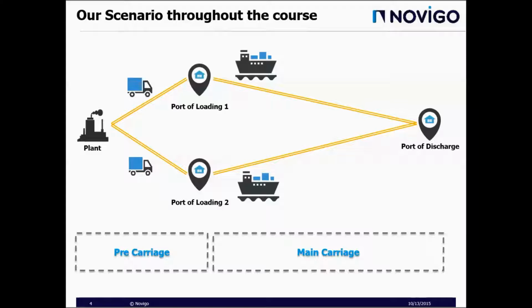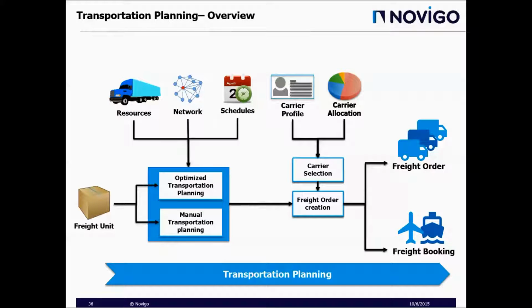As you can see, our transportation network has two stages. Stage 1 or pre-carriage, which is a road leg and will be done by trucks, and stage 2 or main carriage, which is an ocean leg and will be done with ships. This flowchart belongs to the transportation planning phase of SAP TM. I'm going to talk about each of these objects in more detail in next slides.